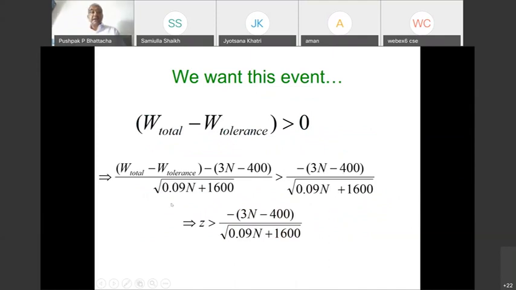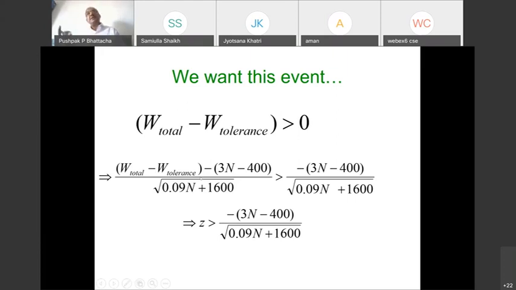I divide it by root over 0.0n plus 1600 on both sides. So I'm dividing by the standard deviation and subtracting the mean. So I have on the left hand side a standard normal variable, and the right hand side is a quantity which is of interest to me. Okay, minus 3 and minus 4. I'm interested in n. And the left hand side I've turned into a z score.